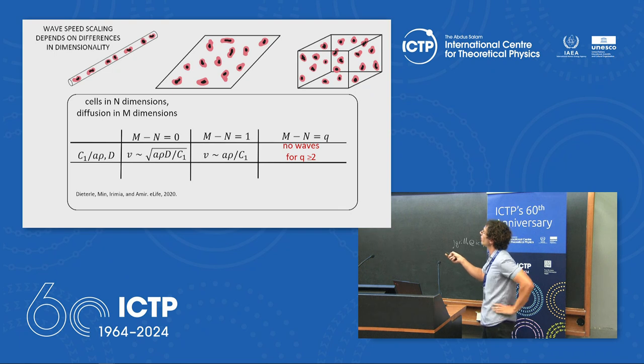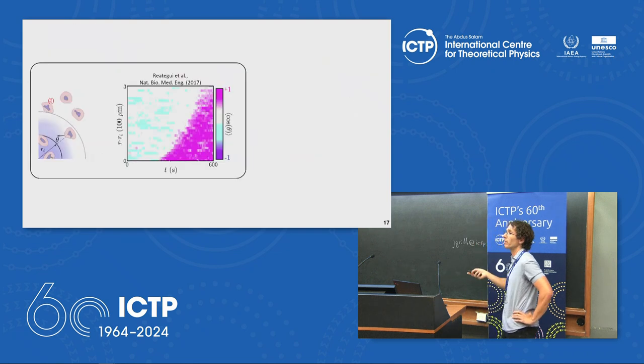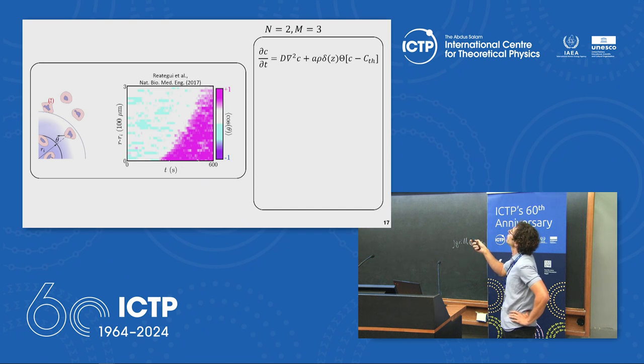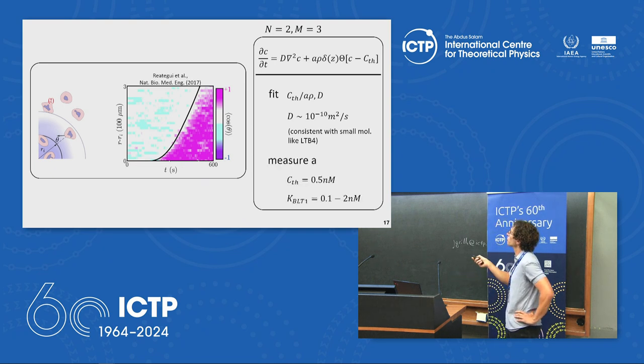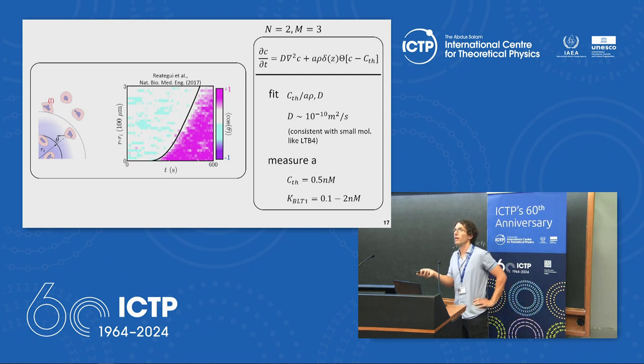Okay, so to summarize so far, I showed you that when the dimension of diffusion is equal to the dimension that the cells are in, you get this square root density dependence. When there is a mismatch of one, you get this weird result of a velocity independent of the diffusion. And if the mismatch is larger, we can show that you cannot support any waves. There are no traveling wave solutions. And when we look at the experiments, like we said, this is cells on a 2D surface, diffusion in 3D, and you can fit the parameters based on the data, and you get a diffusion constant consistent with a small molecule like LTB4, and you measure a concentration threshold very consistent with the dissociation constant of the LTB4 receptor.